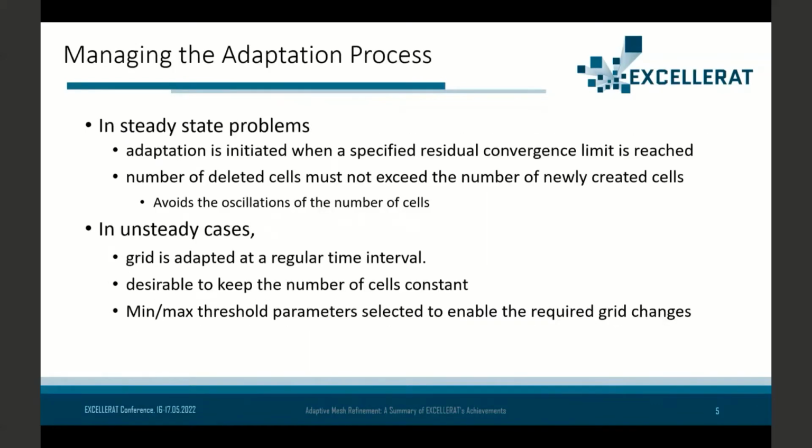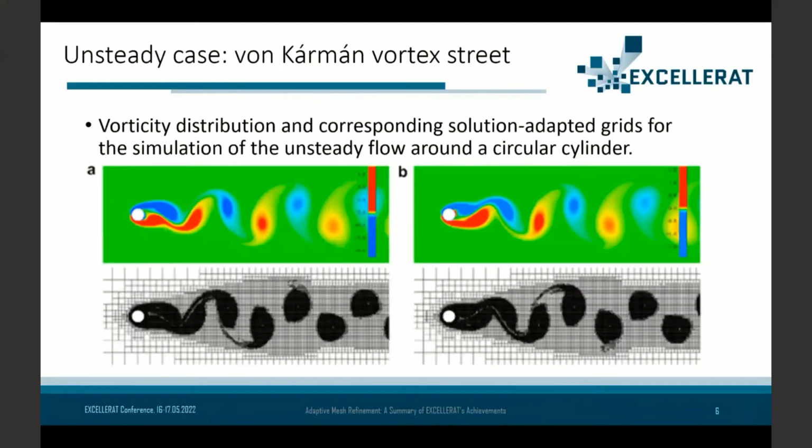So for steady state problems, adaptation is initiated when a specific residual convergence limit is reached. They also ensure that the number of deleted cells does not exceed the number of newly created cells. This avoids oscillation in the number of cells being created. For unsteady cases, the grid is adapted at a regular time interval. Again, it's quite important to keep the number of cells constant. And here's an example of an unsteady case, this particular von Karman vortex street.